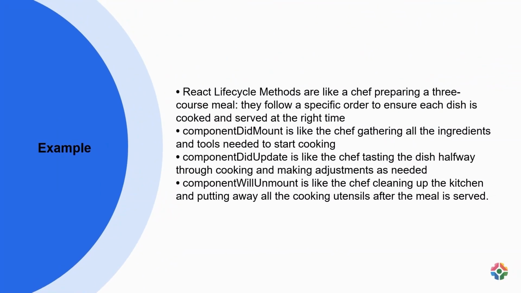React Lifecycle Methods are like a chef preparing a three-course meal. They follow a specific order to ensure each dish is cooked and served at the right time. componentDidMount is like the chef gathering all the ingredients and tools needed to start cooking. componentDidUpdate is like the chef tasting the dish halfway through cooking and making adjustments as needed. componentWillUnmount is like the chef cleaning up the kitchen and putting away all the cooking utensils after the meal is served.